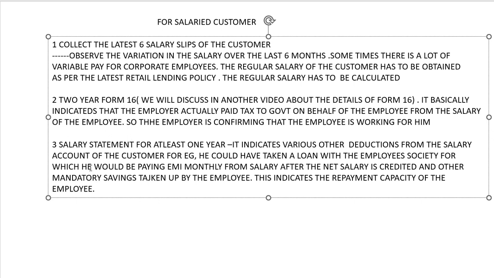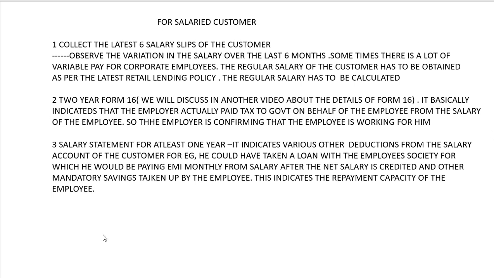Now, from the salary statement, sometimes we will also understand some kind of mandatory savings of the customer. He has taken some kind of policy, and that policy has been in force for a long time. So every month there is some deduction from the salary of the customer. From this we can understand the actual repayment capacity of the customer.